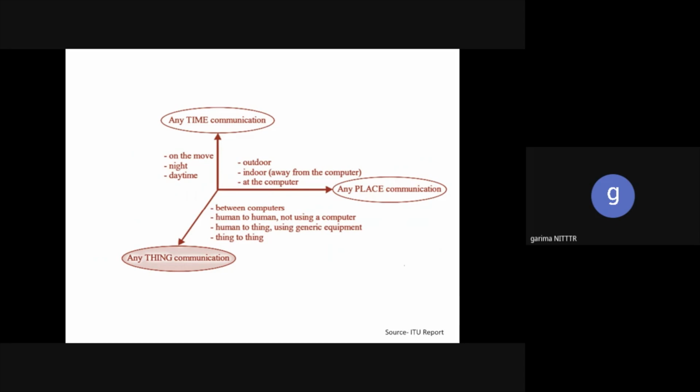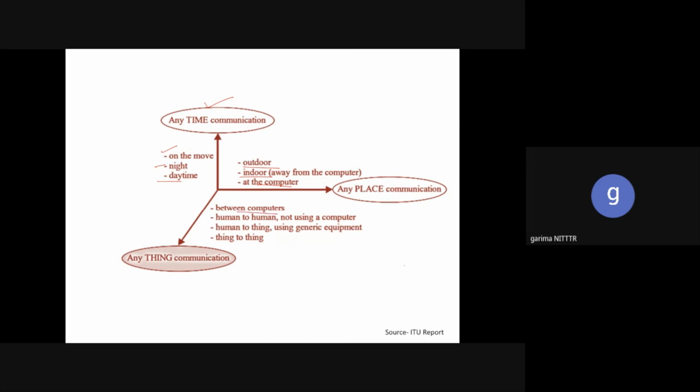Another expectation from IoT is that you can utilize your internet connection, or get connected to the internet, anytime. Anytime means on the move, while you are in mobility, at night time, at daytime, when you are in an outdoor environment, when you are in an indoor environment, and that too away from your desktops and laptops.